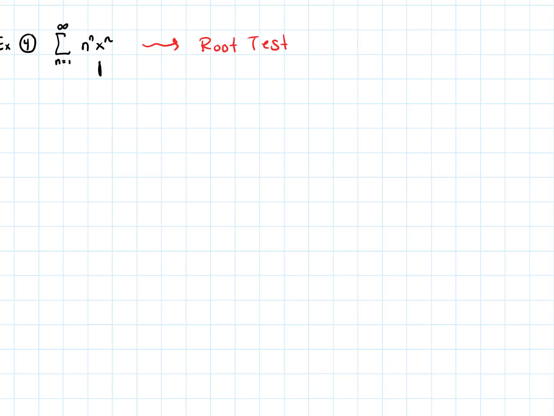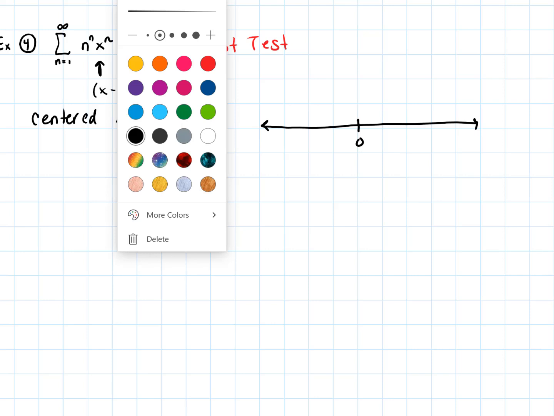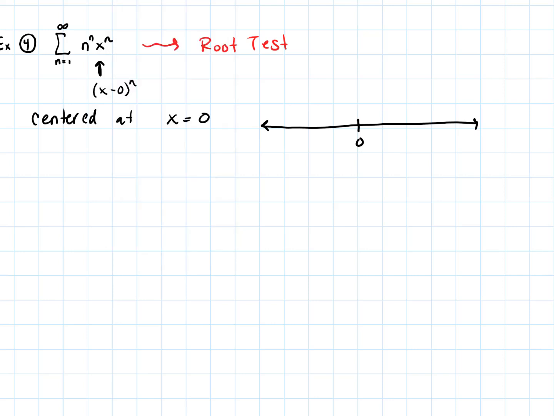And so I look at this and I see that x right there. That's like an x minus 0 to the n. And so this is definitely centered at x equals 0. And so when we do our number line, if we want a visual, we're thinking, okay, we're centered at x equals 0. And then we can run the root test to determine what that actual radius of convergence is.